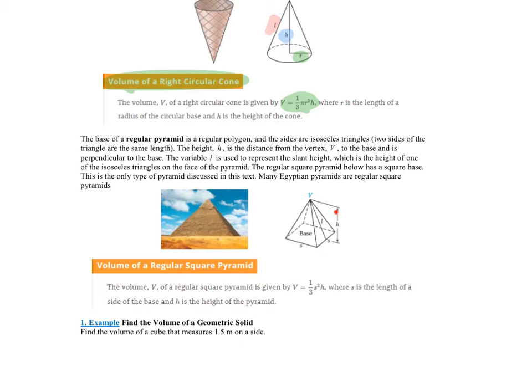And again, here we're using h, where h is the height of it, instead of L, where L is the slant height. Again, the height is used for volume. The slant height is going to be used for surface area. So what's the volume of a rectangular square pyramid? The volume is 1/3 s squared h.